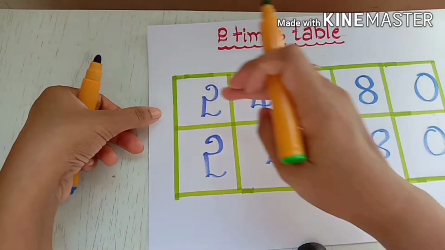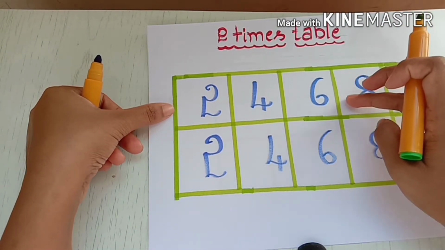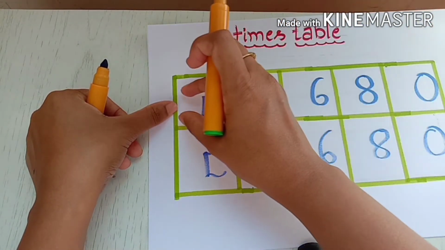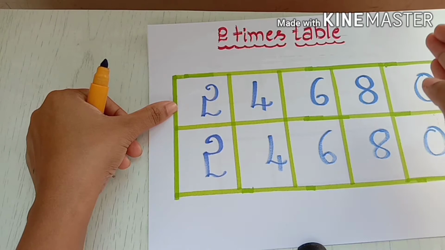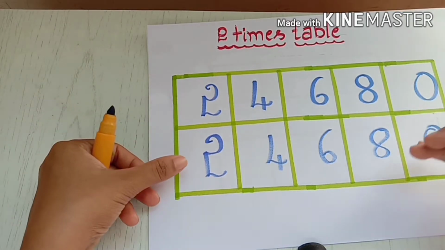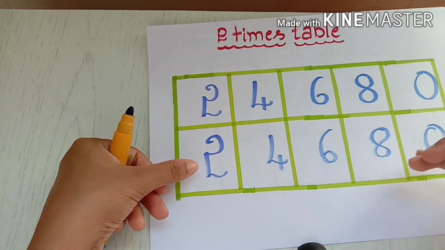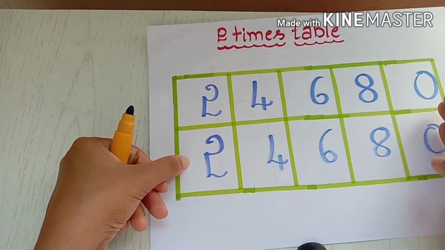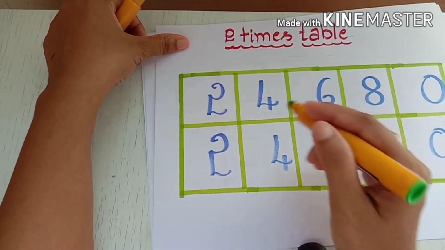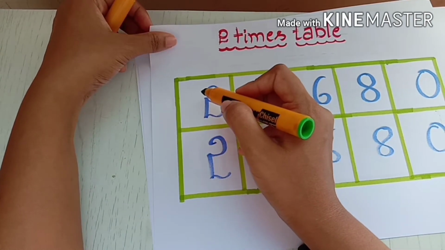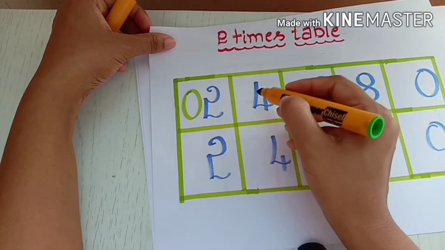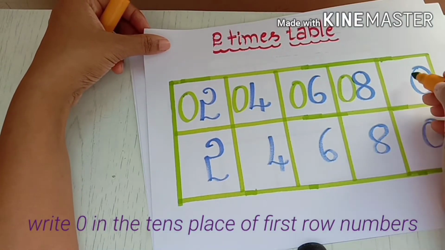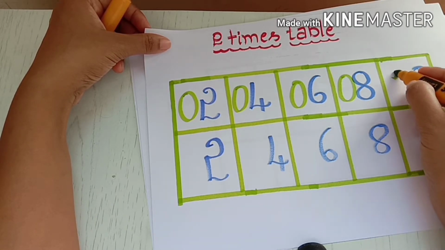Next, in the first row, since it is the first row, in the tens place of these numbers, I am going to write down 0, except for the last number. Similarly, for the second row, since it is the second row, I am going to write down 1 in the tens place of these numbers, except for the last number. Now, as I said, here I am going to write down 0, 0, 0, 0. As I said, except the last one, I am going to write down here 1.